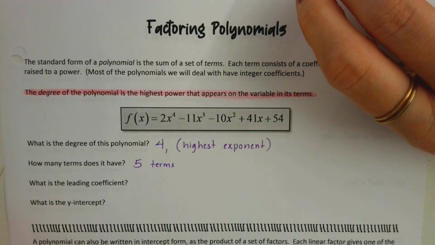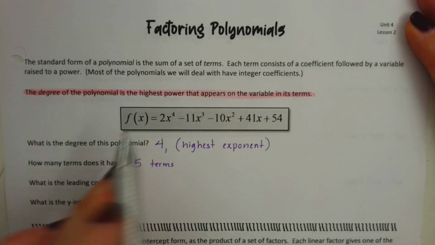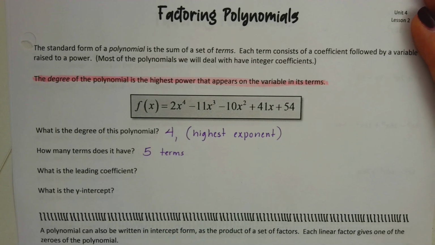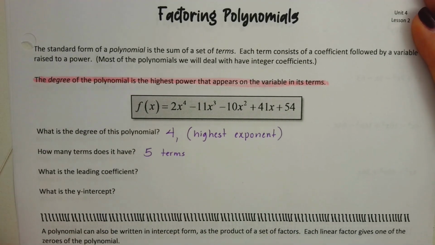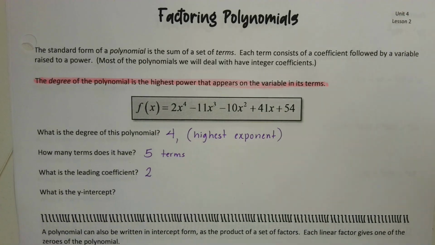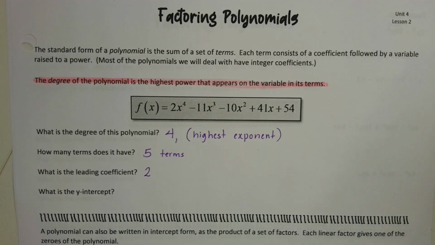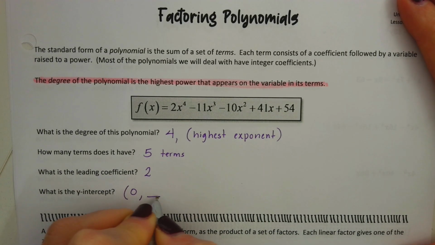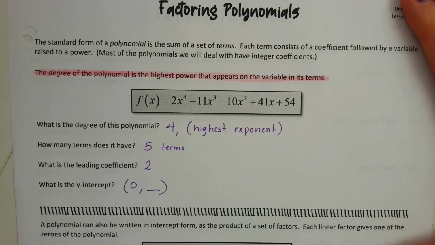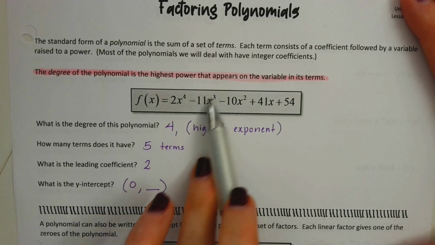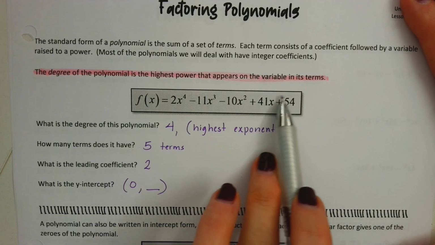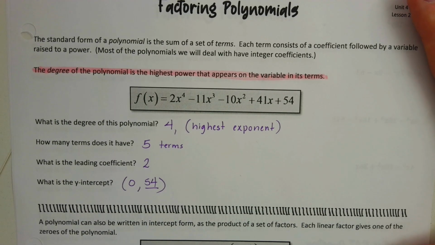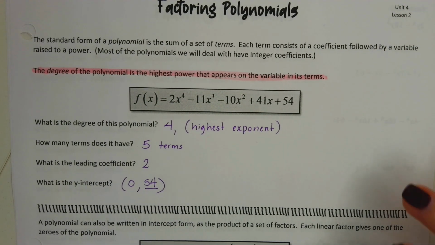Okay. The leading coefficient is just the front coefficient when it's in standard form. Standard form will always have the highest exponent first and kind of work its way down. So the leading coefficient on this one would be a 2, just its front coefficient. And then the y-intercept. Y-intercept is actually pretty easy to calculate when it's in standard form. If you plug in 0, what do you get as a result for the y? 54. Yeah, because this turns to 0, this turns to 0, this turns to 0, this turns to 0, and you just have a 54. Okay. It's very similar to working with a quadratic, just it has higher exponents.